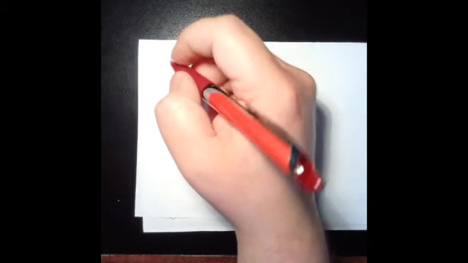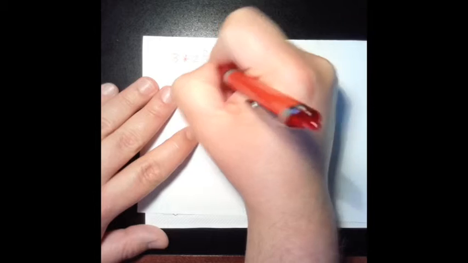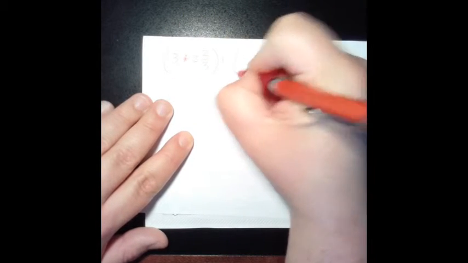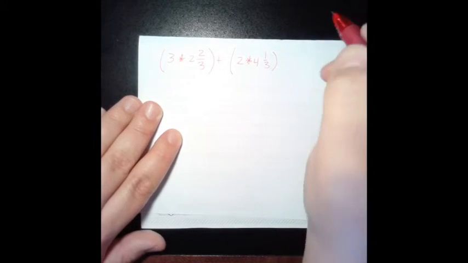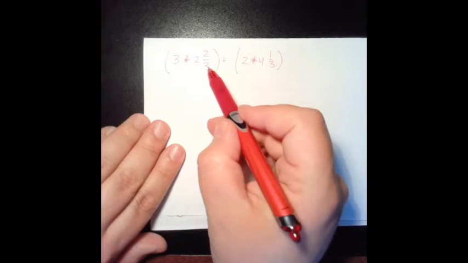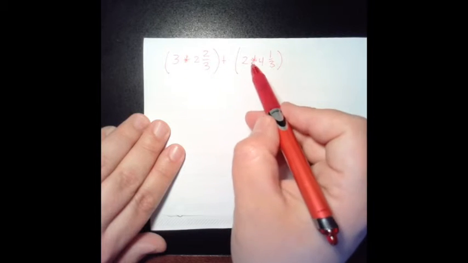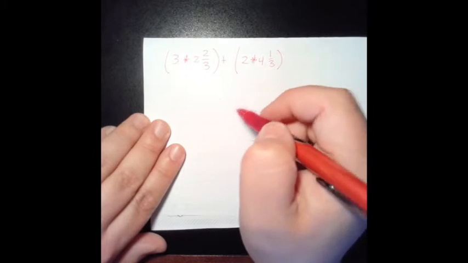Okay, so now we've got quite a lengthy problem here, but we can break it apart and do it one step at a time. So we're going to rewrite it on another piece of paper here. We have 3 times 2 2/3, and we are adding that to 2 times 4 1/3. So what we've got to do is do one parentheses at a time. We're going to take 3 times 2 2/3 and solve that, and then we're going to solve 2 times 4 1/3, and then we're going to take those two and add them together at the end.